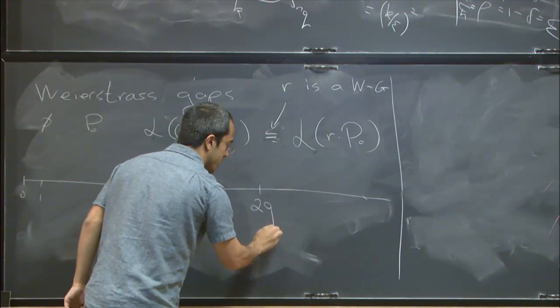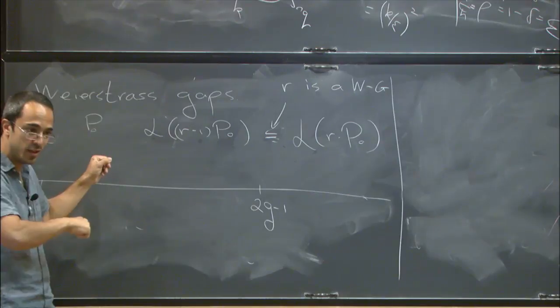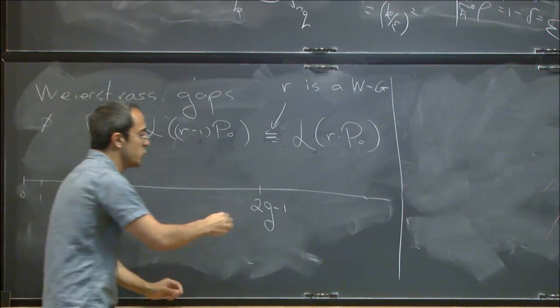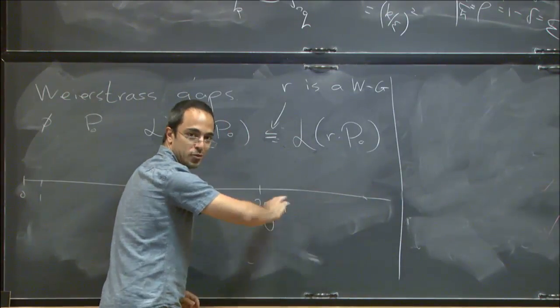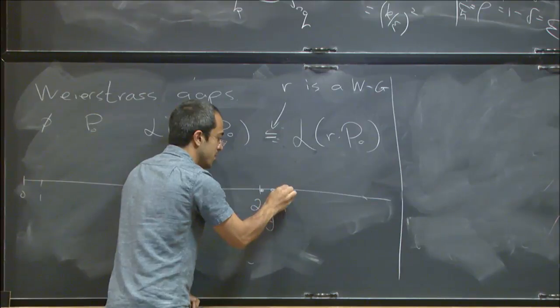We actually said something. We said that from 2g minus 1 onwards, the dimension is the degree minus g plus 1. So you do get one more every time you add one. So here everything is a pole. Everything is good. Or not interesting. I don't know how you look at it. But anything is understood. So these are poles.